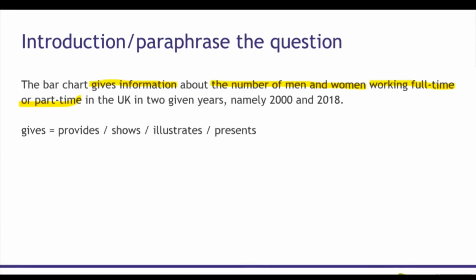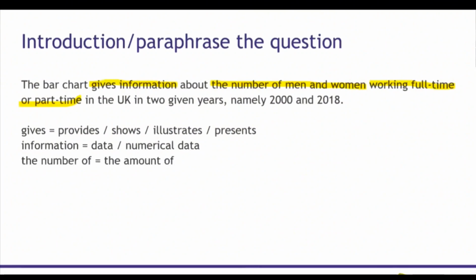So the word gives, we could say as an alternative, provides, shows, illustrates, or presents. For information, we could talk about data or numerical data. It would depend very much what type of data was actually shown in that chart. The number of, we could say the amount of. Men and women could be male and female employees.